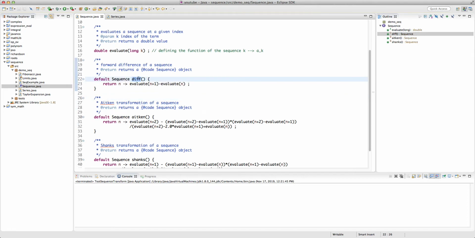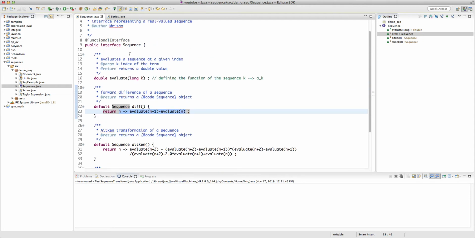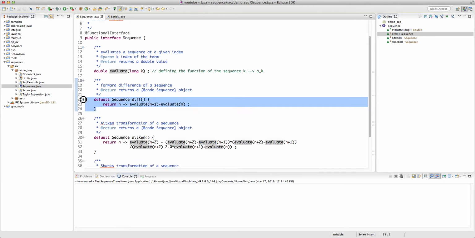So when I calculate the difference, it creates a new sequence, and basically n goes to, I call the evaluate function at n plus 1 minus evaluate at n, right? Again, this is a lambda expression, which means the return type is automatically a sequence interface. Now, I could also call the evaluate method, but it's not necessary. So this is how I transform a sequence using the difference. So difference is defined as a sequence transformer, and it returns a sequence.